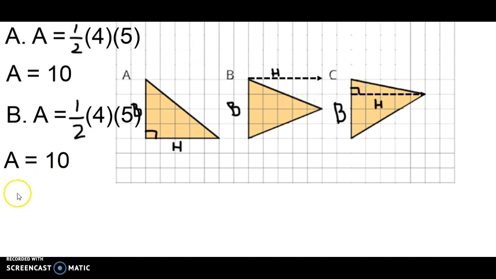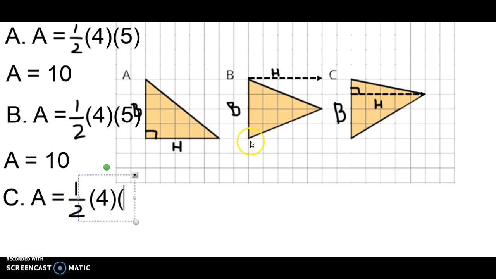Now I'm ready to calculate my area. Formula for area of a triangle: area equals 1/2 base times height. So I'm going to do my 1/2. And I'm going to count the units in my base and my height. My base is 4 units. My height is 1, 2, 3, 4, 5 units, which means that my area is 1/2 of 5 times 4, or 20 divided by 2, which is 10.